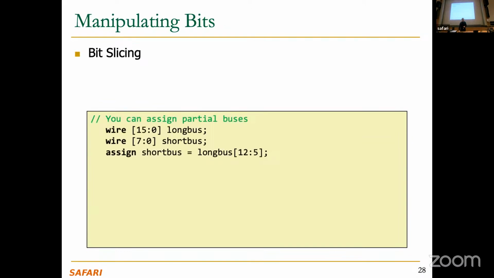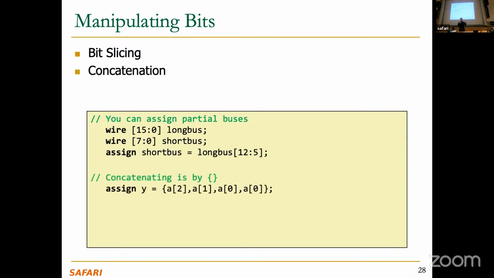Okay, let's look at manipulating bits. Based on what we just said, you can manipulate bits. So you can see that there's a 16-bit long bus and there's an 8-bit short bus. And you can assign the short bus to get the bits 12 through 5 of the long bus. Basically, this is called bit slicing. You slice some part of the long bus and assign it to the 8-bit short bus. In hardware terms, you have a 16-bit wire, and you're using 8 bits, named 12 through 5, and you're assigning them to a name, short bus, right?